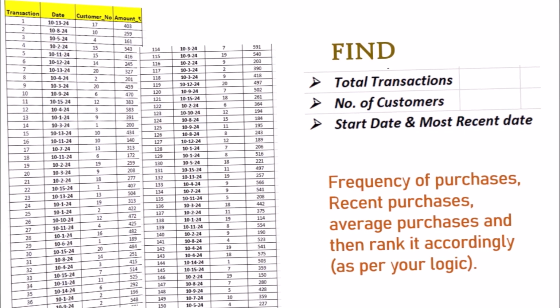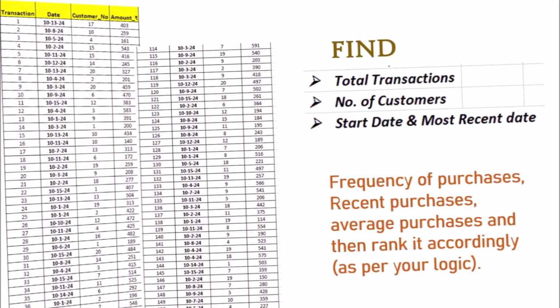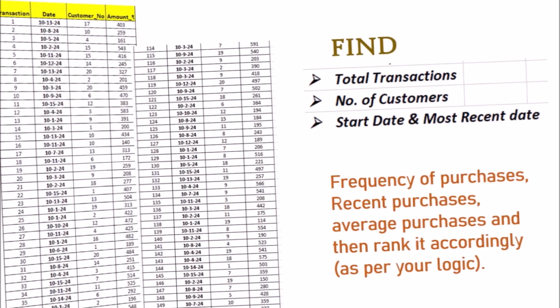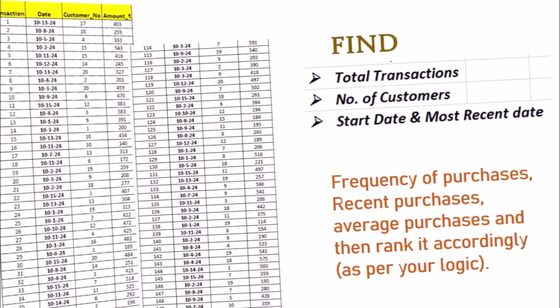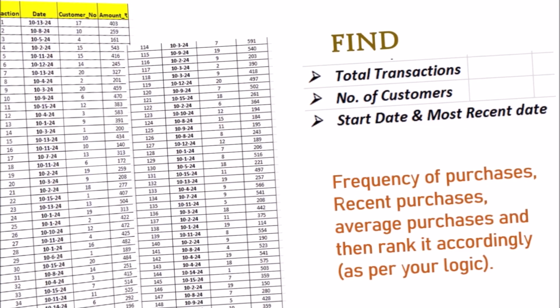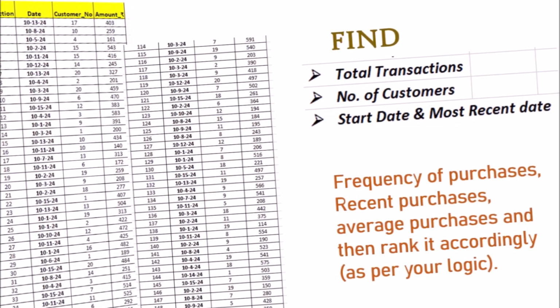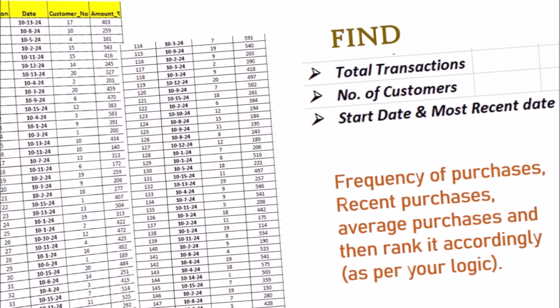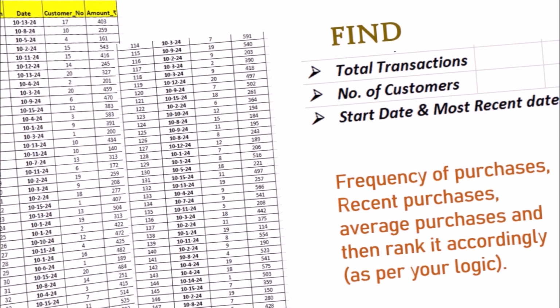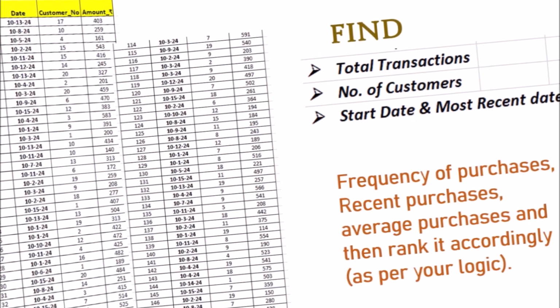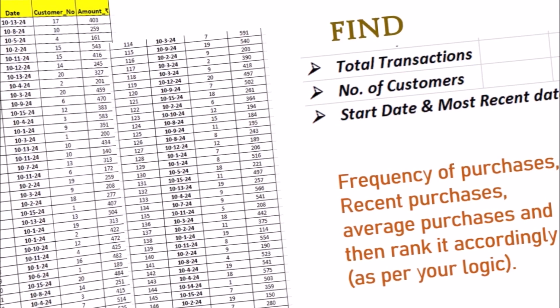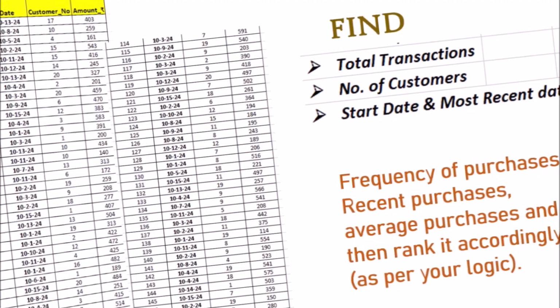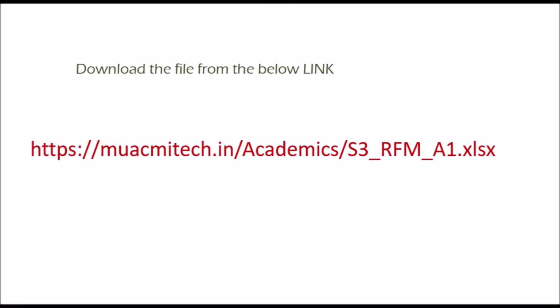This retailer has raw data of 151 transactions done by its customers for the period of 1st October 2024 to 15th October 2024. Analyze the data to find total transactions, number of customers, start date, and most recent date of purchases by their customers. Also, calculate frequency of purchases, recent purchases, average purchases, and then rank it accordingly, as per your logic.